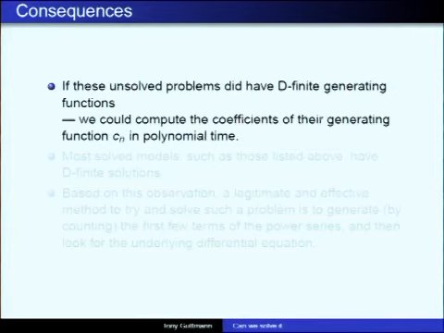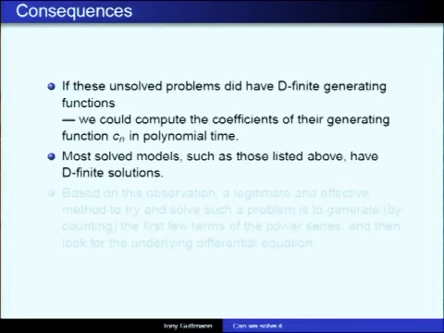So if these unsolved problems did have D-finite generating functions, we could compute the coefficients of their generating function Cn in polynomial time, because it follows from the existence of those differential equations that you can construct a recurrence relation which you can then iterate in polynomial time.